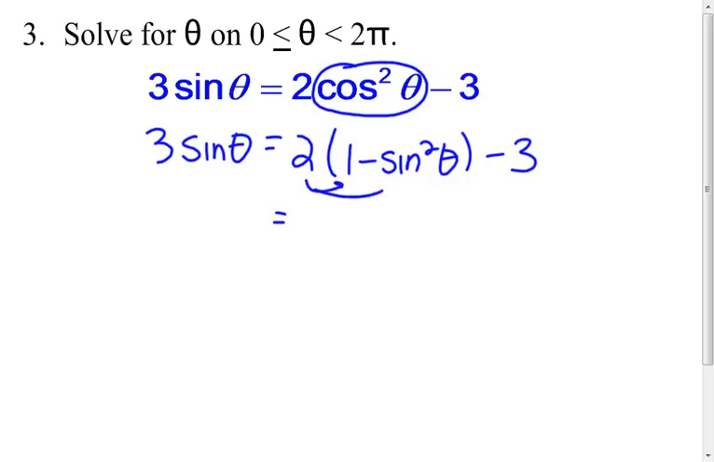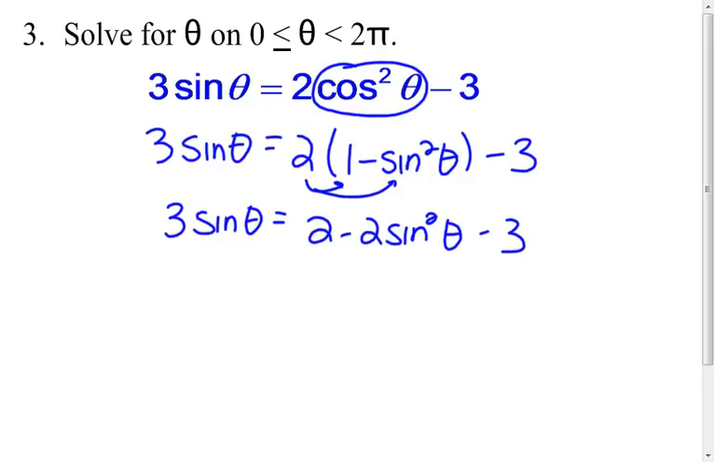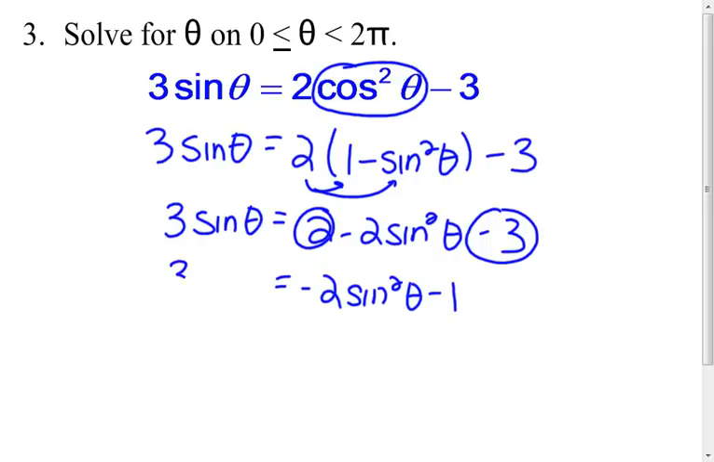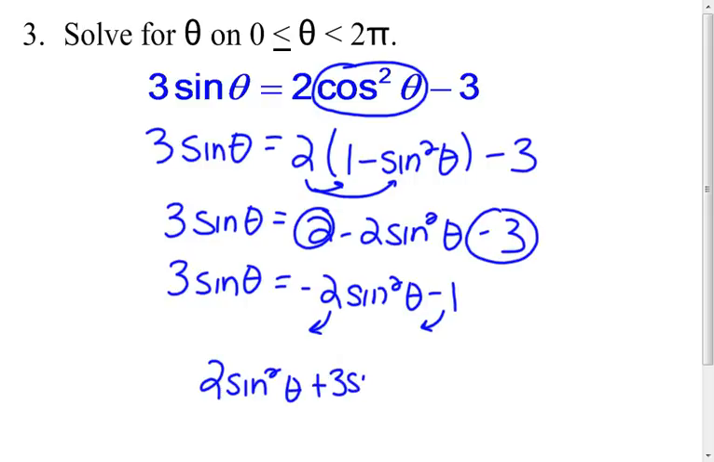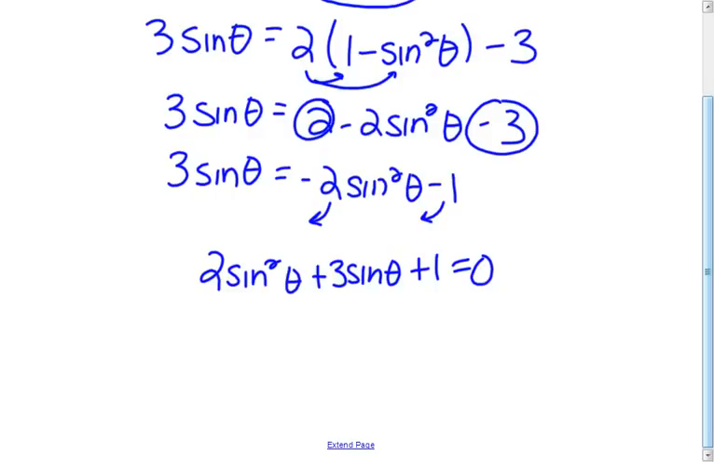And I am going to distribute that 2 through. Okay, I will combine my like terms over here. And then of course I want to get everything to one side. And I like my sine squared term to be positive, so I'm going to move that and that. All right, so it should look like that.